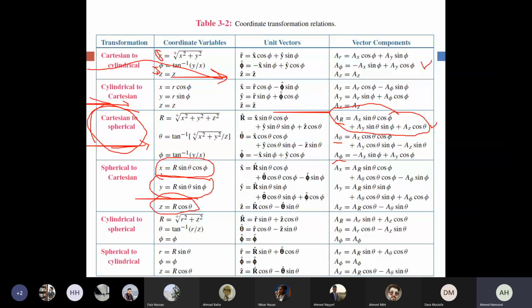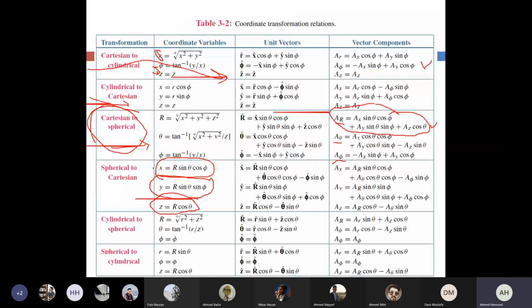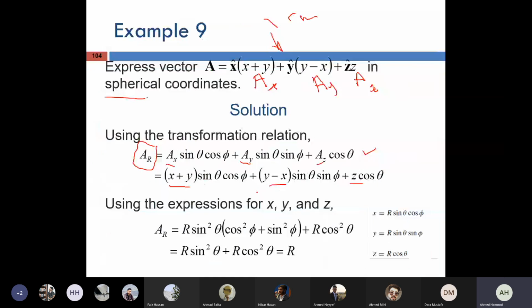Why we need this? I want to change all X to R, theta, and phi. I want to change all Y to R, theta, and phi. I want to change all z to r and theta, isn't it? Because I have x and y, you can see this is mixed. This is Cartesian and this is spherical. I want to convert this all to spherical. So I use this one. You have to be careful, Cartesian to spherical and this part, spherical to Cartesian. So I will use this part.